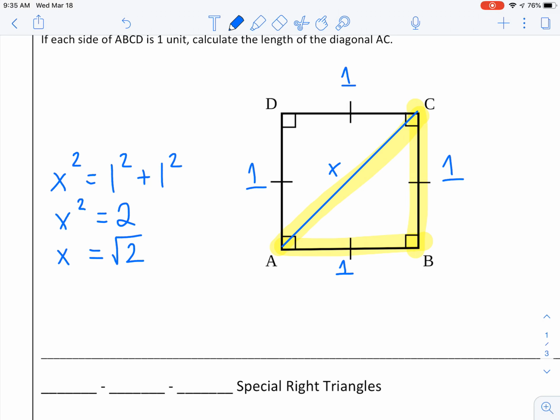Okay, so what we have here is an isosceles right triangle. Isosceles because 2 sides are the same length. And what I want you to think about is, what are these 2 measures? Those 2 angles, here and here. Hopefully, you're like, oh, 45 degrees each.